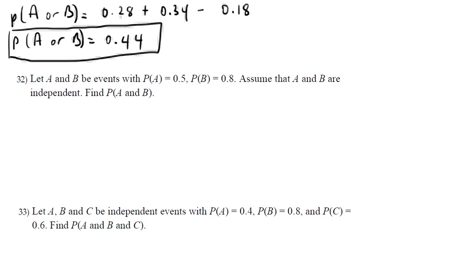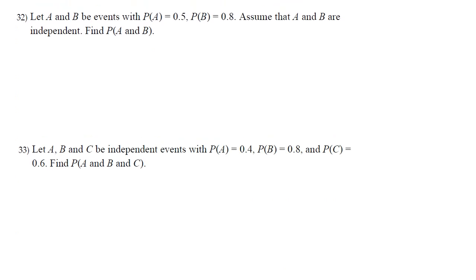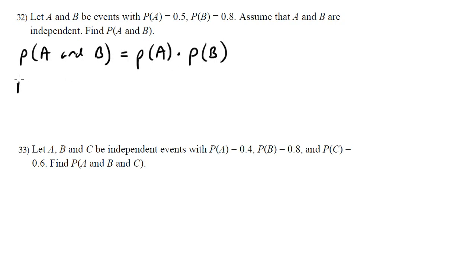Moving on yet again, number 32, and we've got some more coming there. So 32, let A and B be events with probability of A, probability of B. Assume that A and B are independent. Find the probability of A and B. The third formula there is the multiplication rule 1 for independent events. The events are independent. The probability of A and B is the probability of A times the probability of B. Just multiply them.